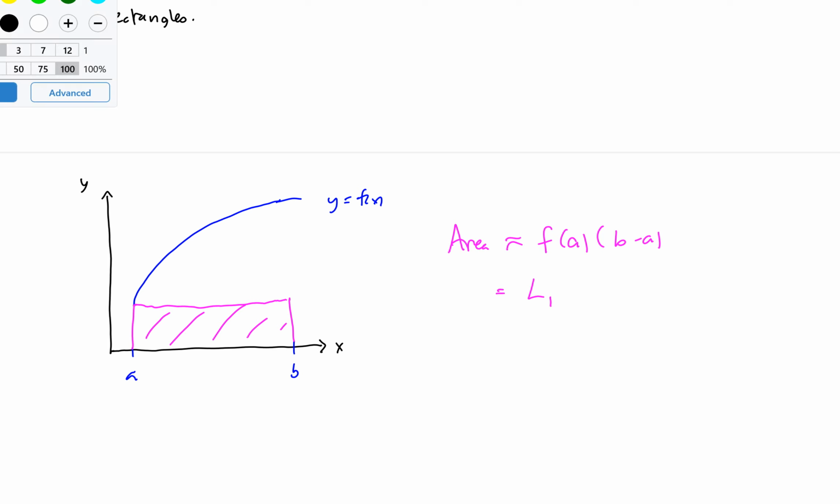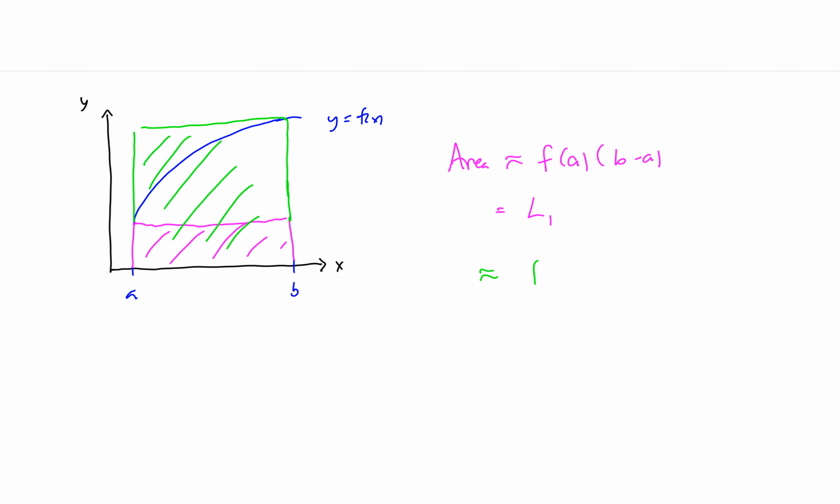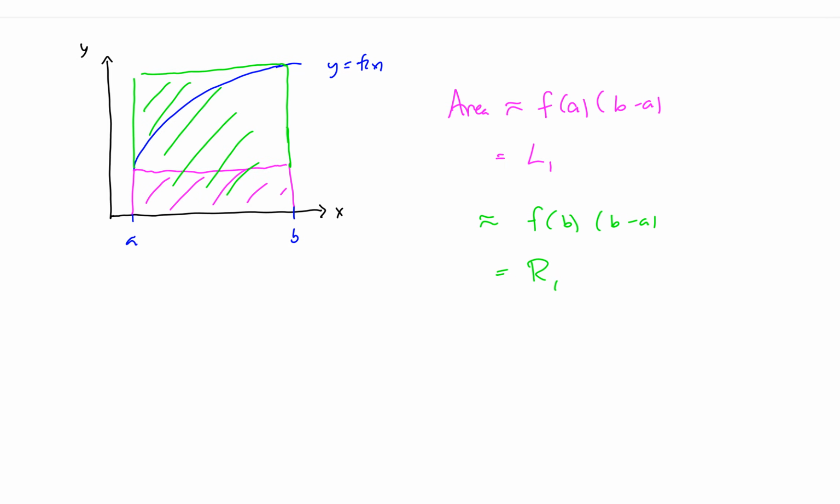We could also do this with touching the right-hand side. In this case, we would go up to here, do a rectangle like this, and look at this area here. So this could also be approximated by f of b times b minus a. And note this is a right sum with one rectangle. And maybe let's add one more to this, just to get an idea of one more way to do this.